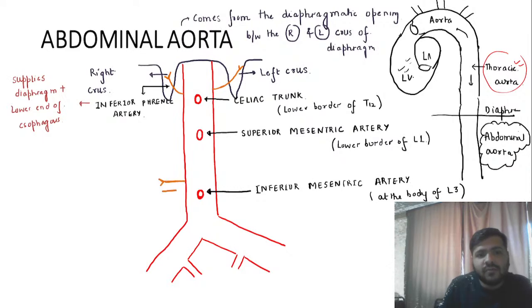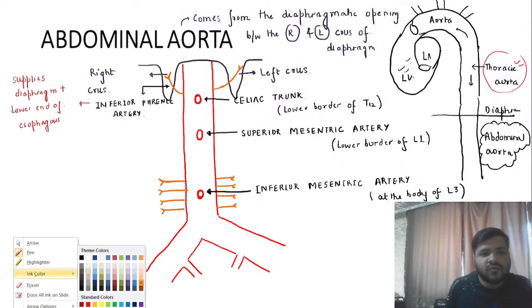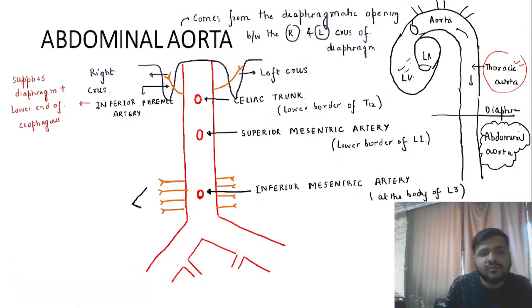We have four lumbar branches, and these four are basically, you should remember, these are the lumbar arteries. Okay, so these are also bilateral, right? So we have right and left side, both are there. So we have the lumbar arteries.